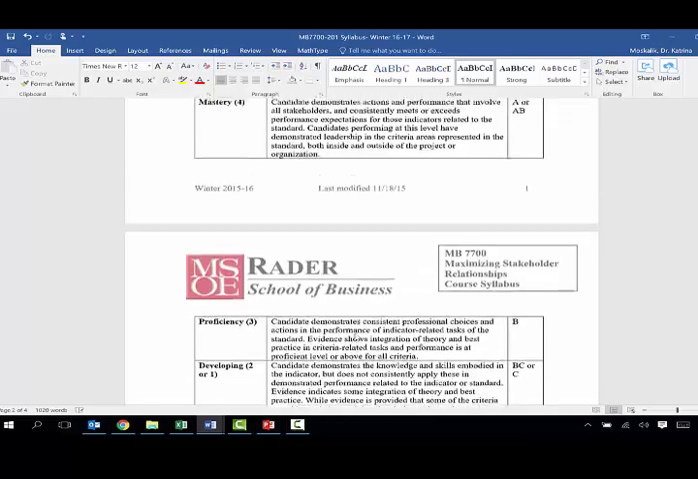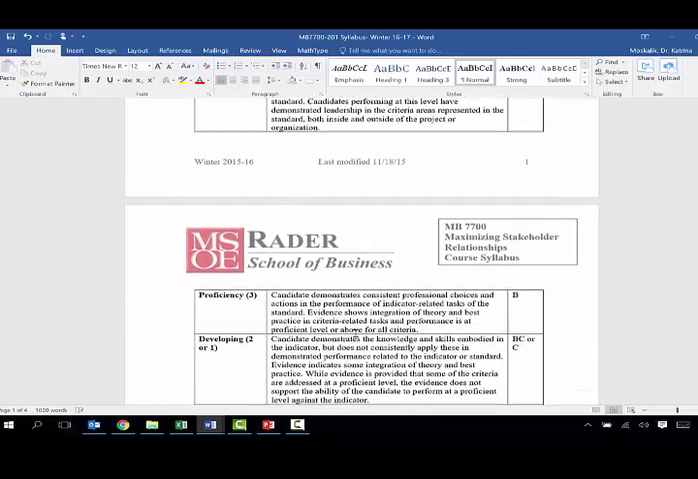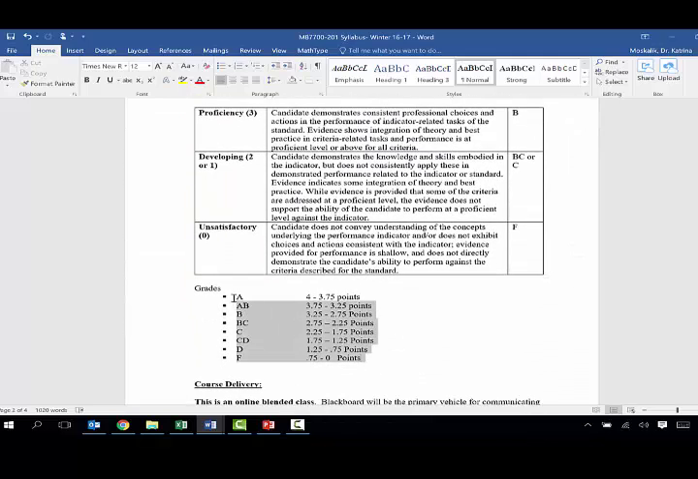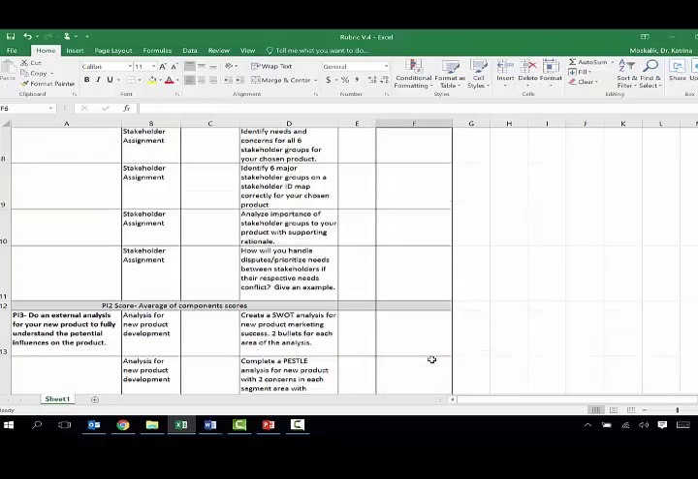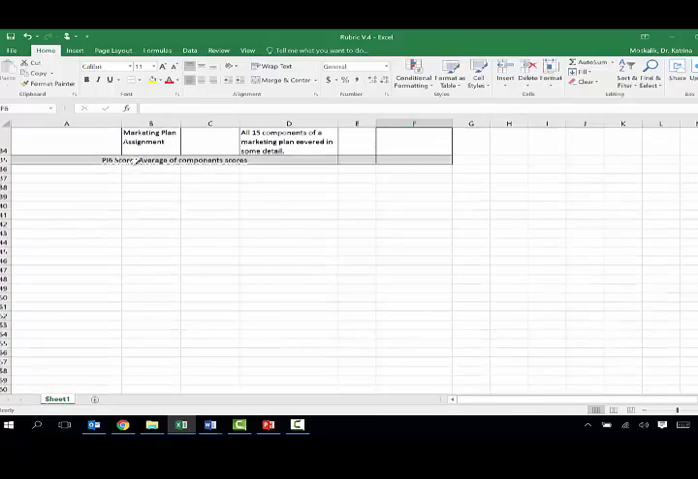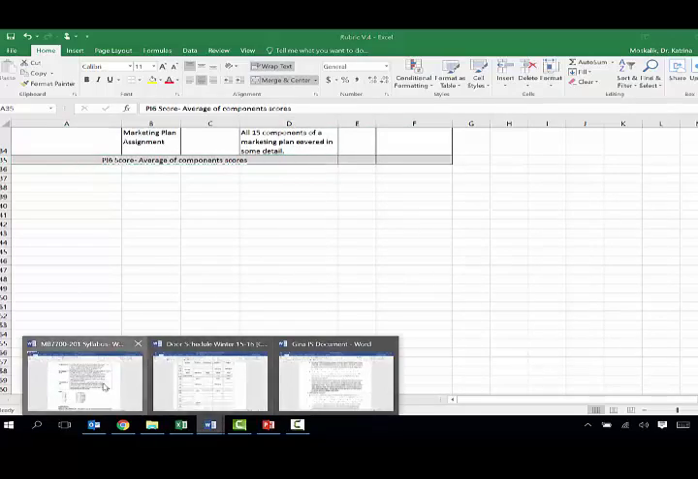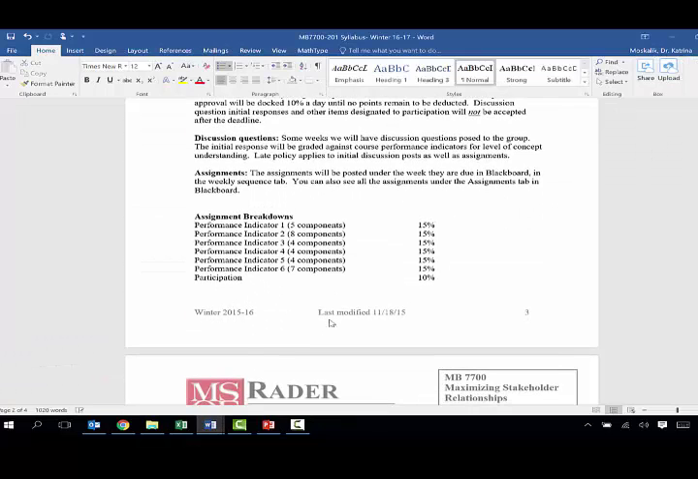If you have any questions about the mastery scale, which is here in your syllabus, the grade scale, which is also in your syllabus, or the rubric itself, which will be housed in the course administration, please do not hesitate to ask. At the end, you're going to have 6 performance indicator scores, which are each worth 15% of your grade, which again, you can see in the syllabus here. It is 15% of your grade for each, and then participation is 10%, and that's going to be your discussion questions and your participation in those discussions. I hope that makes sense. Reach out if you have questions.